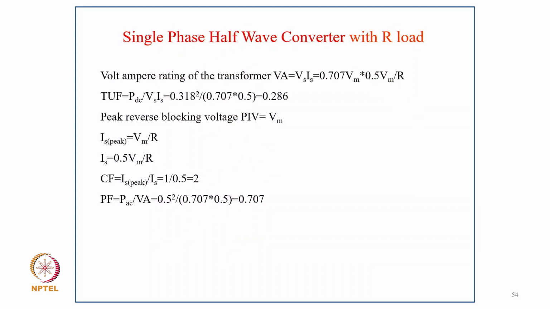The RMS value of the transformer secondary current is the same as the load current, so Is equals 0.5 Vm upon R. The volt ampere rating of the transformer is VA equals Vs Is equals 0.707 Vm into 0.5 Vm by R, and the transformer utilization factor is PDC upon Vs Is. Putting in the values, it comes to 0.286 or 28.6%.